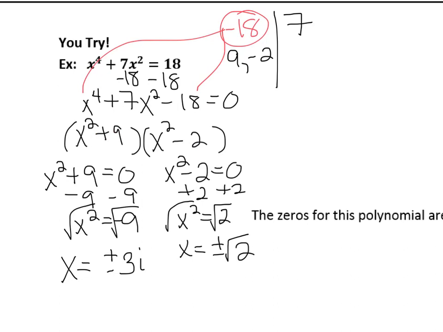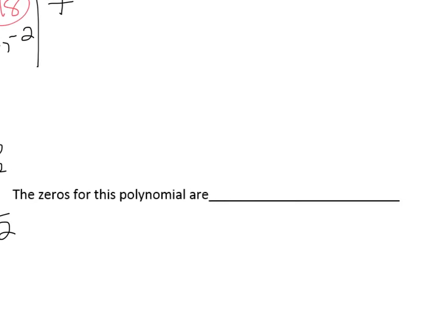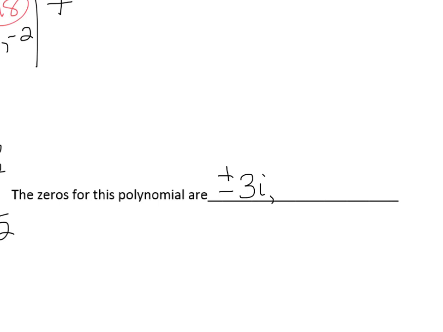So your zeros for this problem are plus and minus 3i and plus and minus the square root of 2.